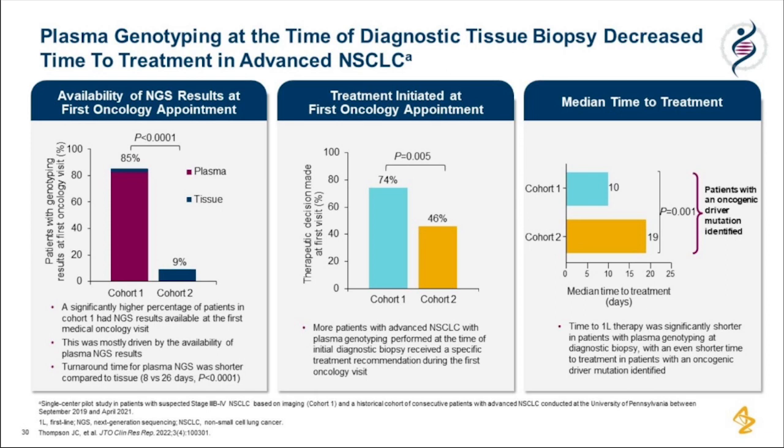Treatment initiated on the first oncology appointment was 74% compared to 46% for cohort 2. And then when we considered the median time to treatment, for cohort 1 it was about 10 days, and for cohort 2 about 9 days. And those are all patients in whom an oncogenic driver mutation was identified. So from these 3 graphs, you can see the advantages of combining both plasma and tissue, the concurrent approach.